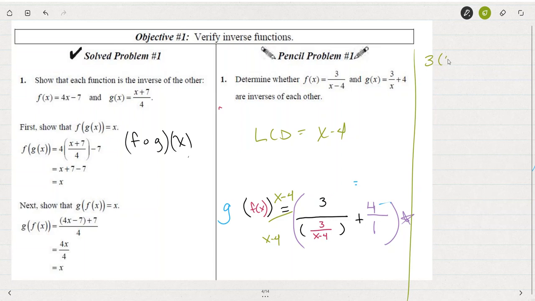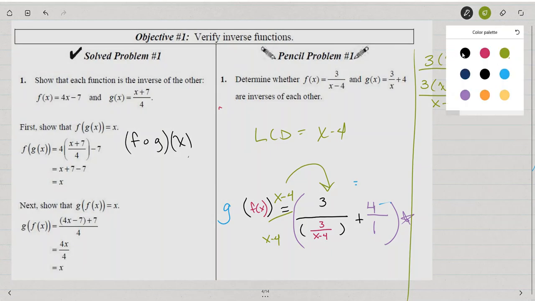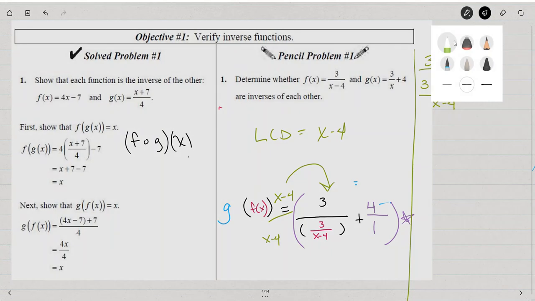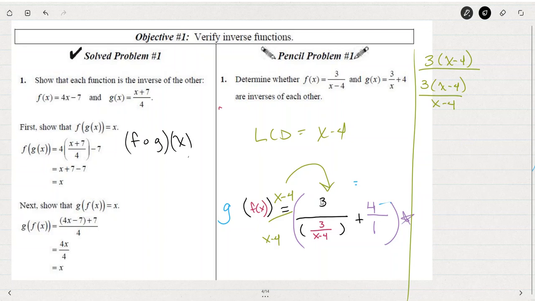So we'd have 3 x minus 4 over 3 x minus 4 over x minus 4. Let me go back and color code some of those for you. In case you're questioning where did each of those come from, I've just copied them over, but let me show you where.